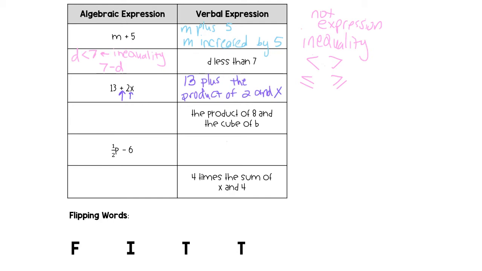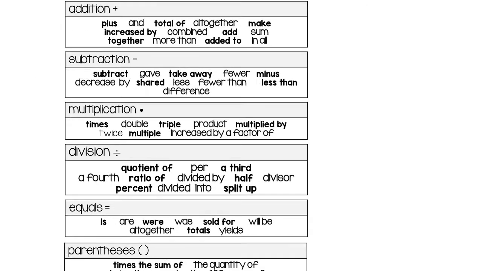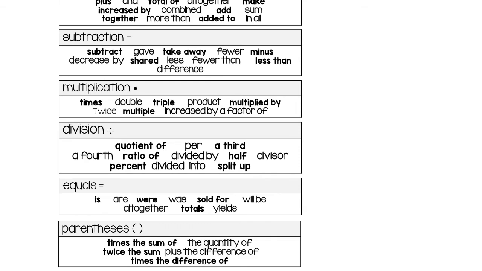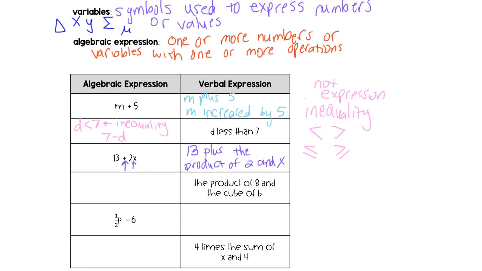If you haven't already noticed, on the back of your page that you're currently writing on are some phrases and wording that you could use to help you along with this, some reminders. So if I scroll down there real quick and we look under multiplication, we see product. Don't forget, product is just another word for times, multiplied. All right? Let's go back up here and see what we've got.